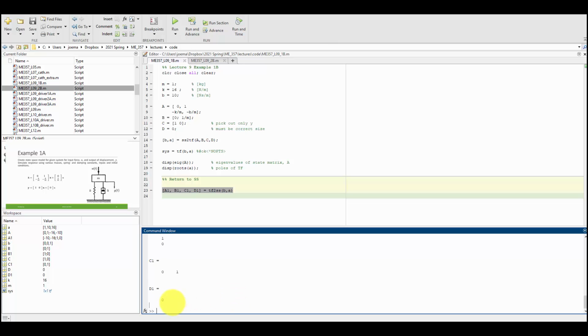All right, if we look at D, it's 0, but we have some differences here. C1 it's giving us is 0, 1. B1, it's giving us 1, 0. We gave it 0, 1 as a column. And the A matrix, it's giving us -10, -16, 1, 0. Let me just do side by side A1 versus A. It swapped the rows and it swapped the columns on us. And for C, it swapped the columns. And for B, it swapped the rows. So it didn't give us back exactly what we started with.